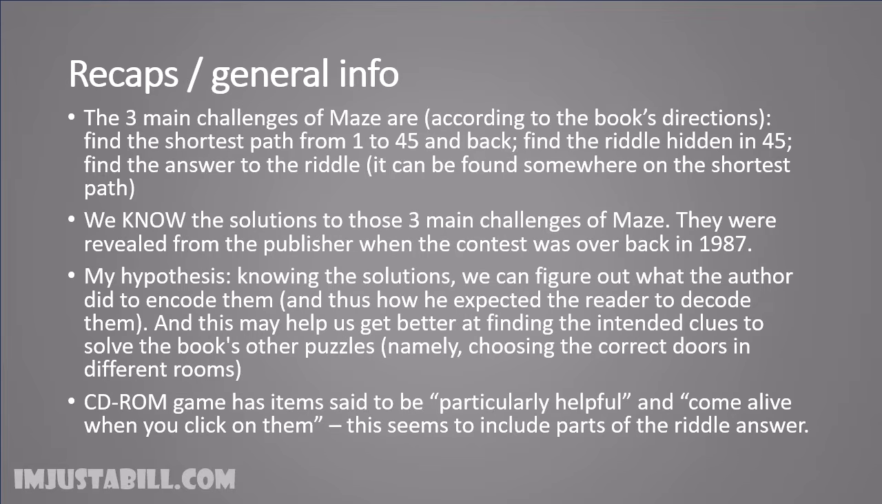Okay, a quick recap. Remember that the 3 main challenges of Maze are, according to the book's directions: 1. Find the shortest path from 1 to 45 and back. 2. Find the riddle hidden in room 45. And 3. Find the answer to that riddle, which can be found somewhere on the shortest path. We know the solutions to all 3 of those main challenges. They were revealed from the publisher, officially, when the contest was over back in 1987.